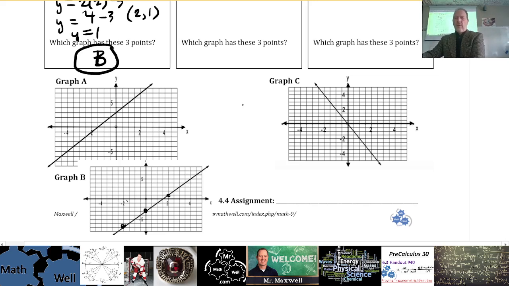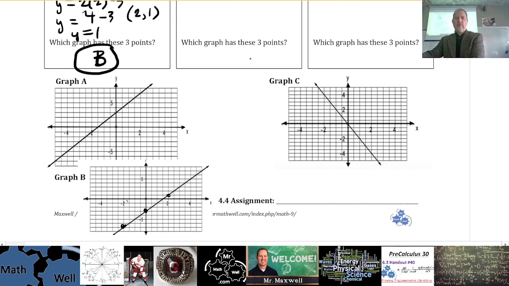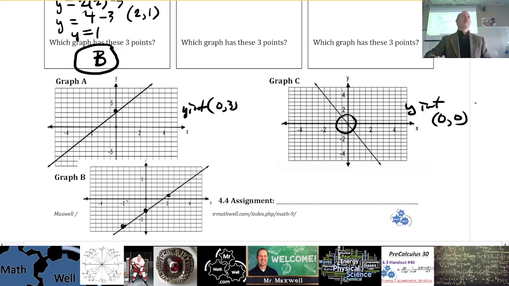Okay. Now, I mentioned that the y-intercept is pretty important, and if you look at these 2 graphs, they have a different y-intercept, don't they? This one looks to be 3, I think. 1, 2, 3, yeah. This one is a y-intercept of 3. So 0, 3 is the y-intercept point. And this one, the y-intercept, is what? 0, 0, the origin. Yes.